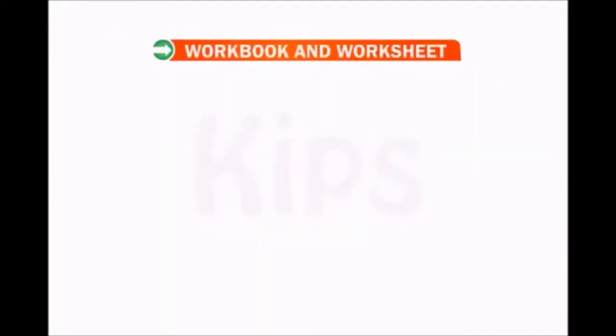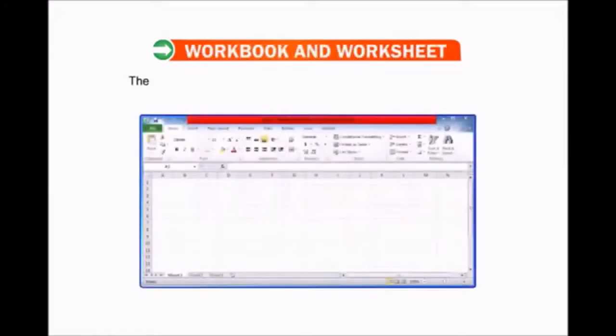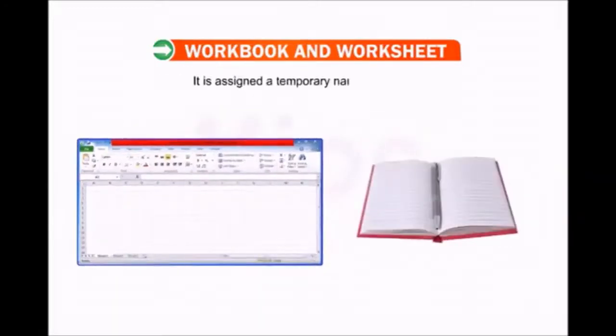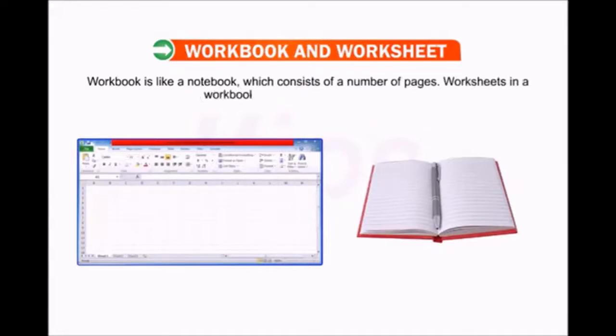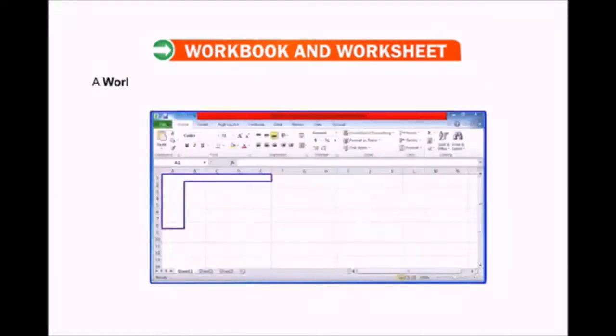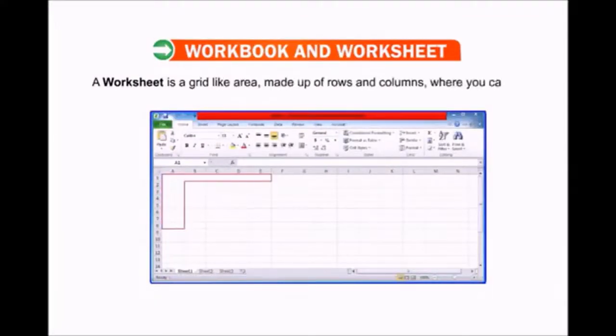Okay students, now let us discuss about Workbook and Worksheet. The Excel window that appears on the screen is called a workbook. It is assigned a temporary name as Book 1. Workbook is like a notebook which consists of a number of pages. Worksheets in a workbook are like pages of a notebook. A worksheet is a grid-like area made up of rows and columns where you can enter and work with data.